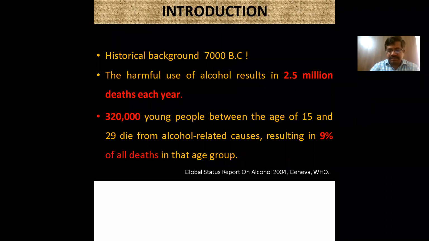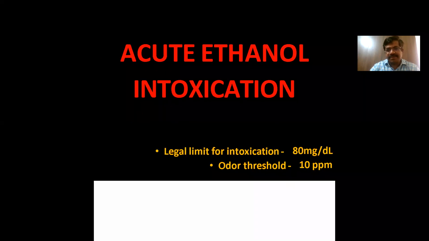So this is a little bit of background on how alcohol has an impact on society and is killing people. First we'll go to ethanol intoxication. We specifically talk more about acute ethanol intoxication. The legal limit for intoxication is 80 mg per deciliter, which is how the quantification of alcohol is done, and there is also an odor threshold of 10 parts per million.